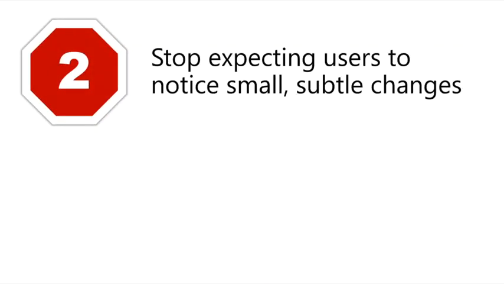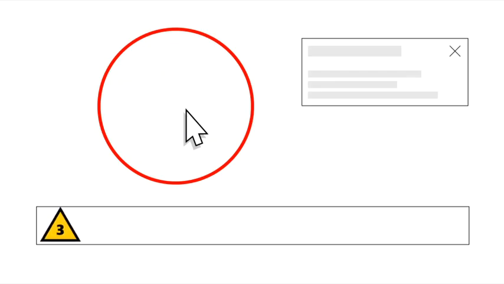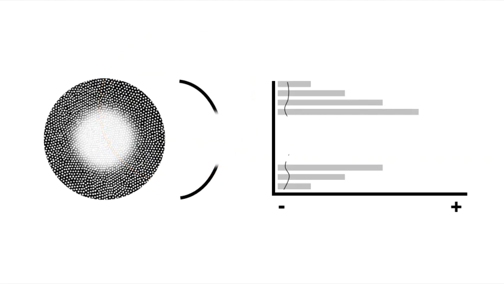Number 2, stop expecting users to notice small, subtle changes. Instead, use movement when you need to get the user's attention. What do I mean by this? I mean that if you need the user to notice a change in something that they're not already looking at, you need to use movement to get them to shift their central vision to that spot.